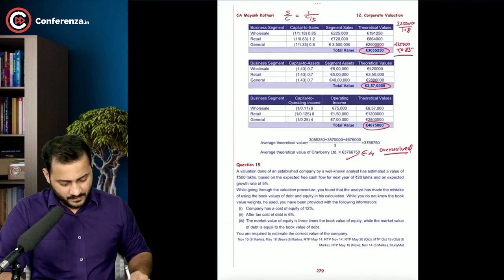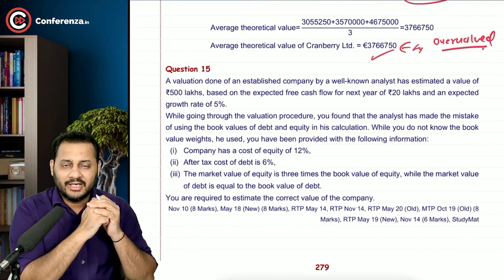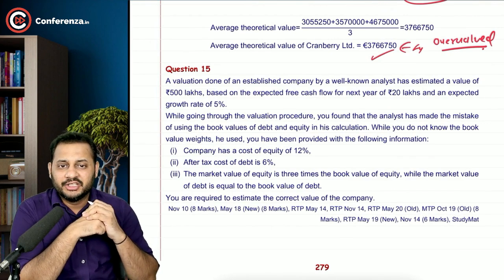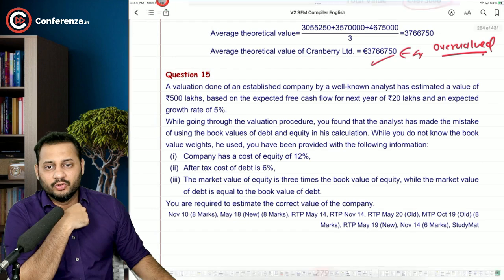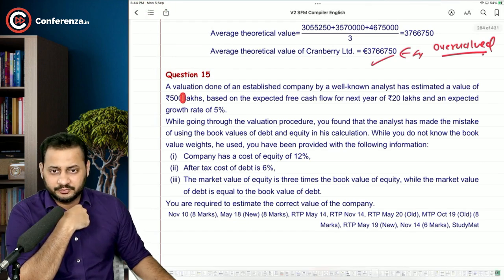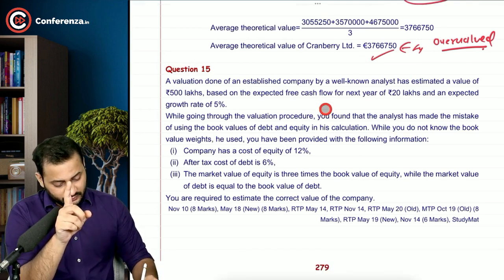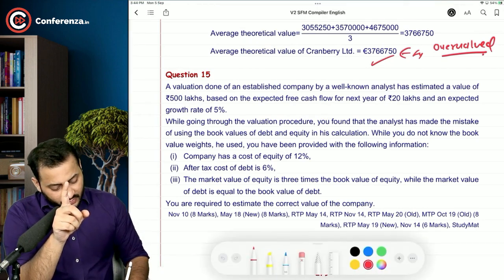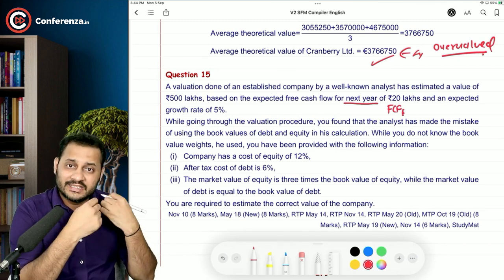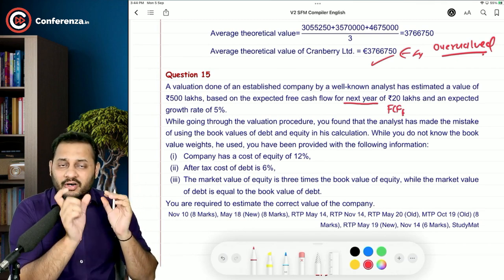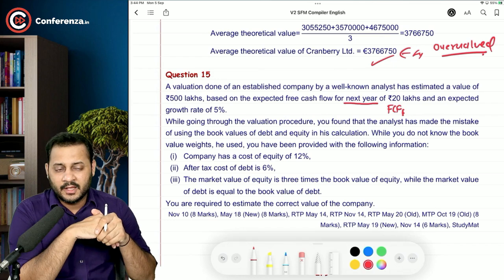Have a look. Question number 15. A valuation done of an established company by a well-known analyst has estimated a value of 500 lakhs for the company based on the expected free cash flow for the next year. So this is free cash flow at the end of year 1, not 0. That means growth is included in that. The word next year itself explains this. The expected growth rate is 5%.